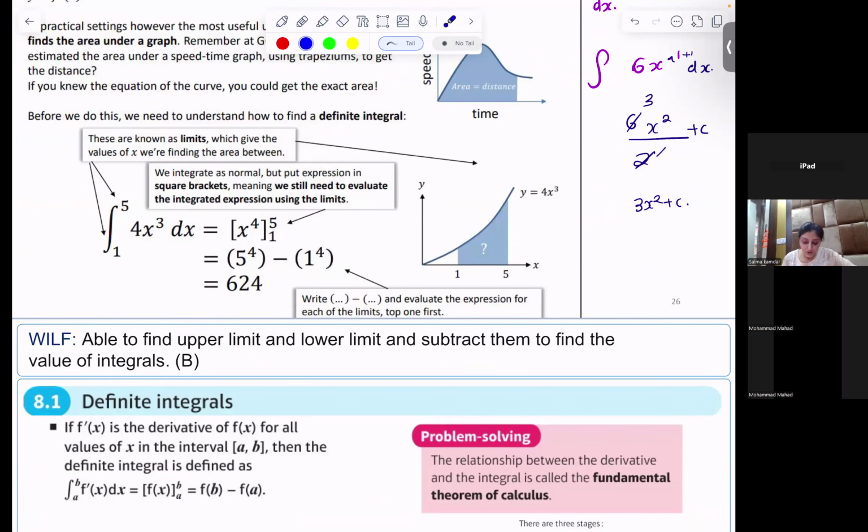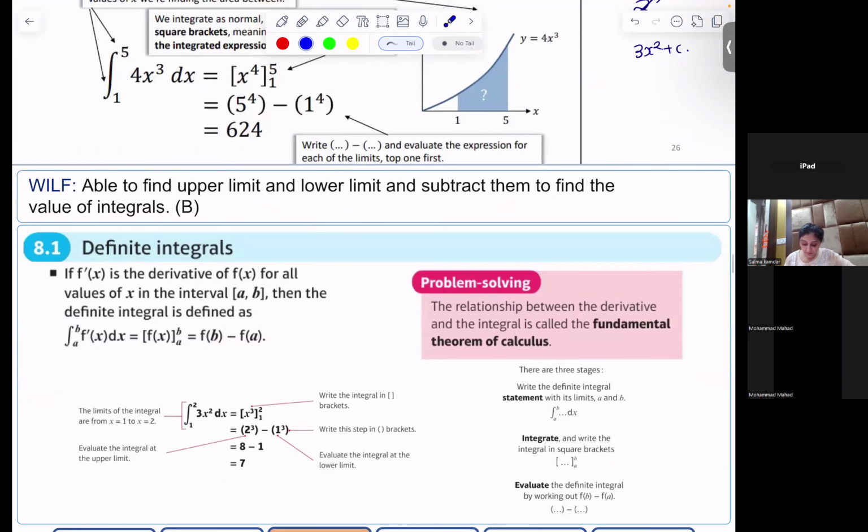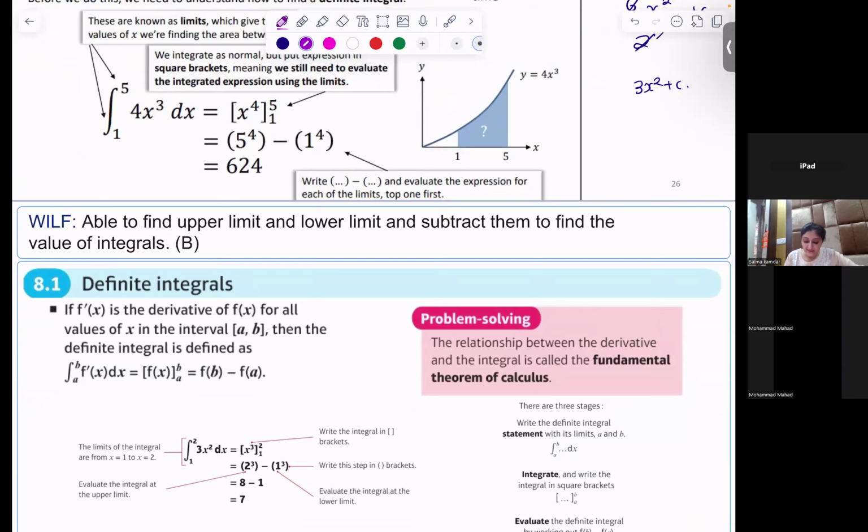So if this is the integration sign, what is this known as? Upper and lower limits. So this is the upper limit and this is the lower limit. This would be my derivative and I have to integrate it with respect to x. The upper limit is called b, the lower limit is called a. We do the integration as normal.